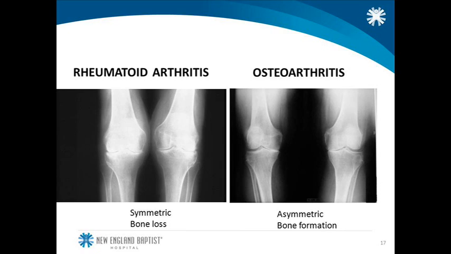Radiographically, RA and OA can look different. The joint space narrowing in RA tends to be symmetric, so the entire knee joint space is narrowed, whereas in osteoarthritis, the joint involvement can be asymmetric. So in this patient, they have medial joint compartment narrowing with a normal lateral joint compartment. Bone loss is characteristic of rheumatoid arthritis, and erosion formation is often seen at the margins of the joints. In contrast, in osteoarthritis, bone formation occurs and osteophytes can form at the margins of the joints.